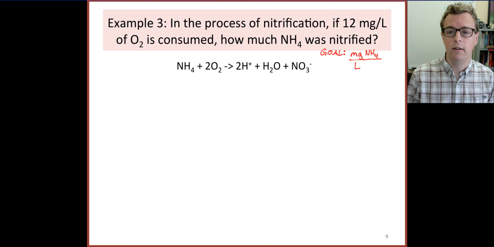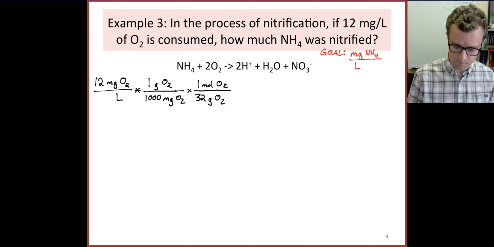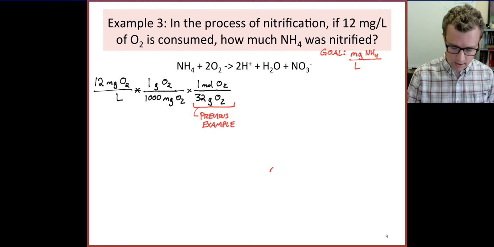And so our goal here is going to be to get to milligrams per liter of NH4. So we'll start with 12 milligrams of oxygen per liter, and just like on the previous slide, we can convert that into grams of oxygen. We can use that molar mass of 16 grams of oxygen per 1 mole to convert into moles of O2. Now one thing to notice here, why is that 32 in the denominator? It's O2. So there are 2 oxygens present, 2 times 16 is 32. And so that's from the previous example.